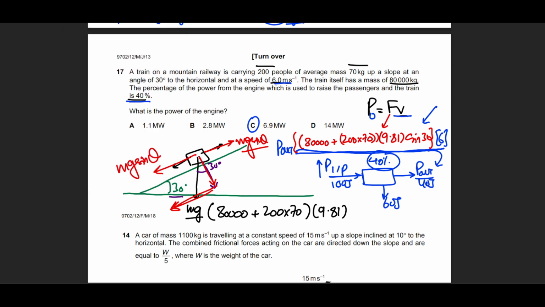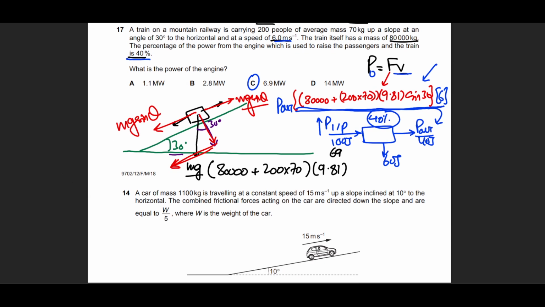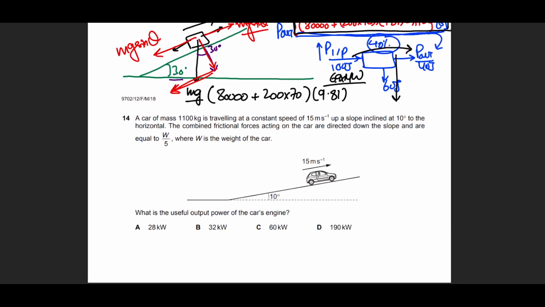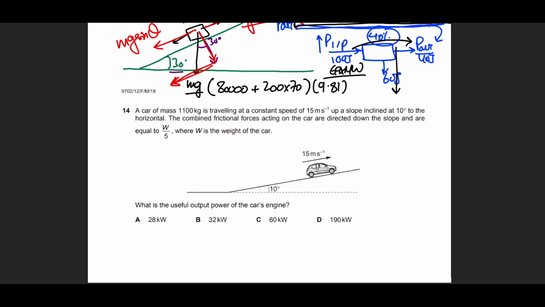Again, the engine will provide 6.9 megawatts of power. Out of that, 40% will be utilized to take the train upwards and 60% is being wasted. So it's quite plausible that the engine is going to come out to be much more powerful than the actual power requirement that we found by using this formula. Okay, we'll have to invest more than required because it's not 100% efficient.